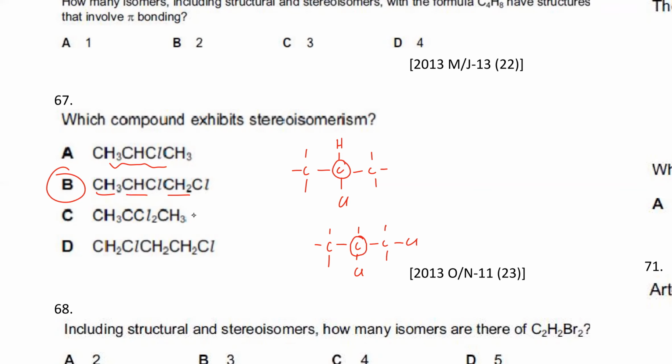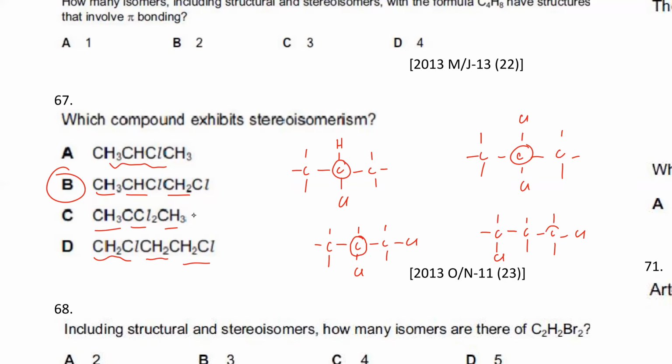The next one will not. It's CH3, then C with two Cls, so Cl on top, Cl at the bottom, and then another CH3, C with three H's. So again, all four sides are not different, right? The next one is C with two H's, so that's an H. Then you have C with two H's and a Cl.